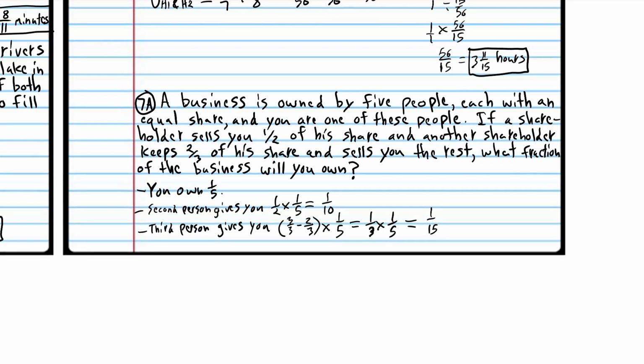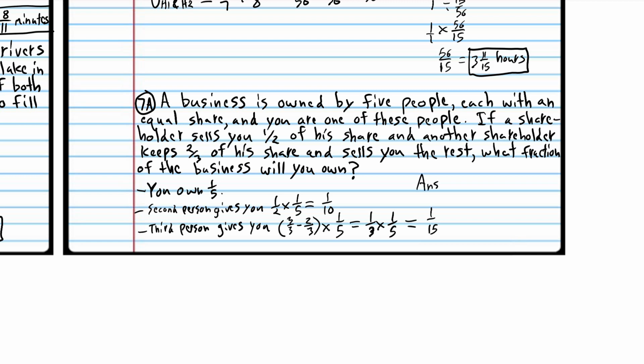So let's go back. The hard part is over pretty much. You own 1/5. This guy's selling you 1/10. And this other guy is selling you 1/15. So now all you have to do is just add all those fractions. And you're done. So let's do that.